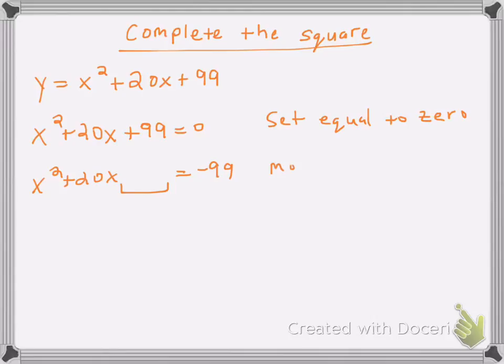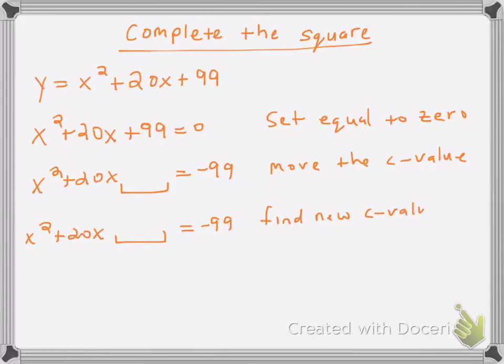So in order to find our new c value, you want to take that b value, which is 20, and you're going to go ahead and divide that by 2, and then you're going to square that, and that's going to become the newest c value. So that's our next part. Find the new c value. So b divided by 2 squared. So I'm taking 20, cutting it in half, squaring it, and I get 100. All right, so now we got our new c value.